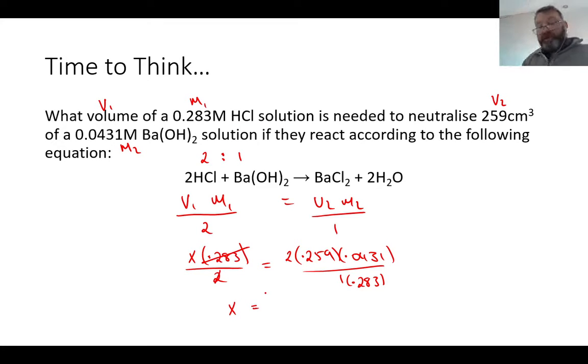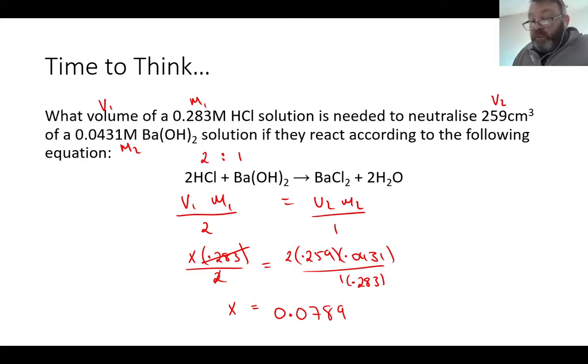So turn on your calculator's fraction function, 2 times 0.259 in brackets, and 0.0431 in brackets. And that's over 0.283. And if your calculator is of any use whatsoever, it's going to tell you that the answer you're looking for is 0.0789, if you want to do it that way.